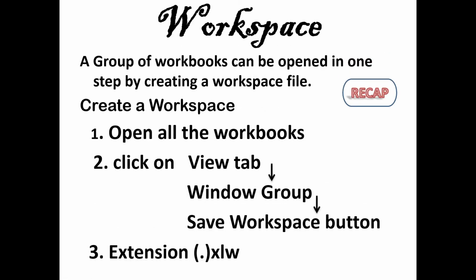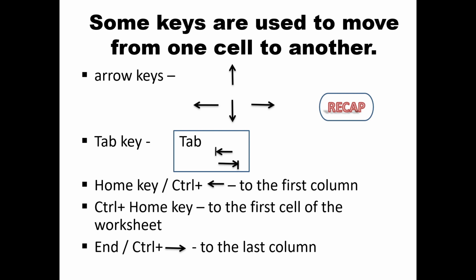Workspace is also a file. A group of workbooks can be opened in one step by creating a workspace file. When the workspace is opened, MS Excel 2007 automatically opens all the existing workbooks in it. To create a workspace, click on the Save Workspace button from the Window group of the View tab. The extension is XLW. Some keys are used to move from one cell to another: arrow keys, the Tab key, the Home key or Control plus left arrow for the first column, Control plus Home for the first cell of the worksheet, and End or Control plus right arrow for the last column.